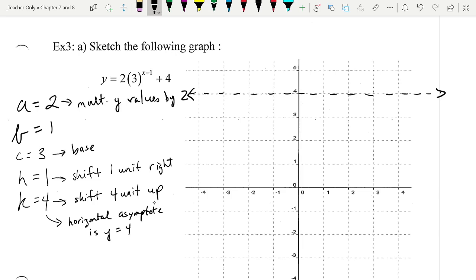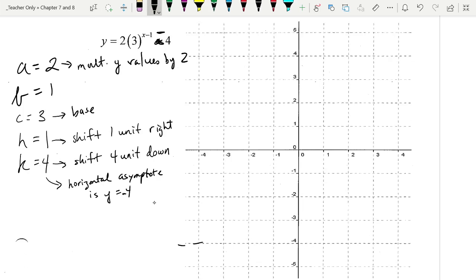Ugh, you know what? Can I make a change on this? Because I just realized this is going to suck to draw. Can I have a mulligan on this? Who wrote these notes? It's probably me. Okay, can we make this a -4? Just makes our lives easier. So that means we're going to shift this 4 units down, and our asymptote is now -4. There. Now we've got a whole big grid that we can play with.